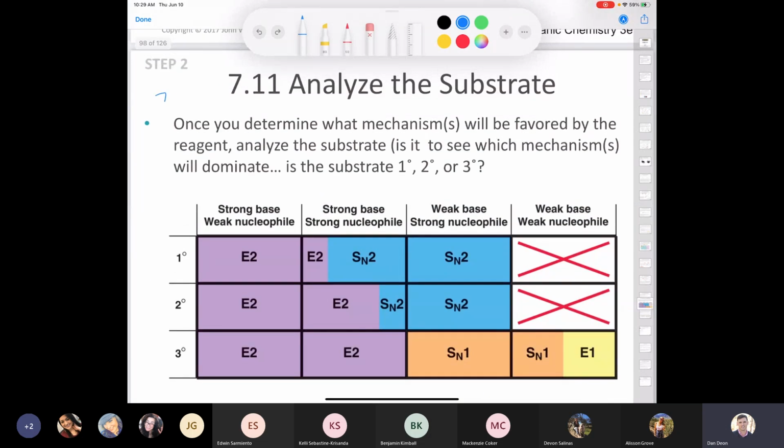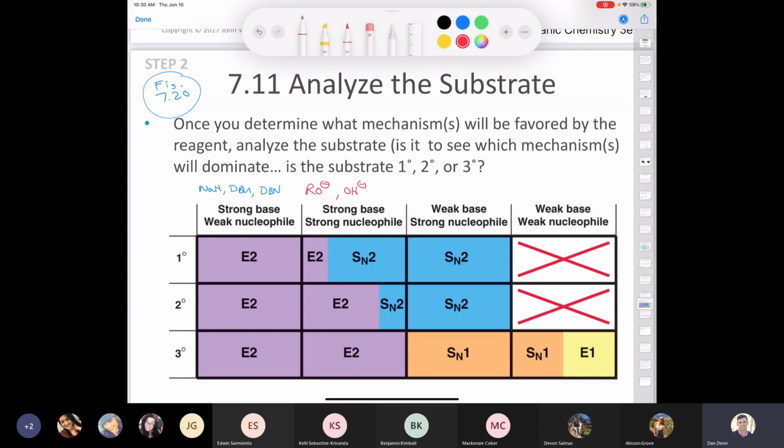This is figure 7.20. I figure that this is one of the most important tables in all of organic chemistry. This is going to help you make decisions as to whether you're getting SN1 or E1 reactions, or SN2 or E2. So let's go over a strong base, strong nucleophile. That would be things like sodium hydride, DBU and DBN. Strong base, strong nucleophile, that would be something like an alkoxide or a hydroxide. So methoxide, ethoxide, hydroxide.